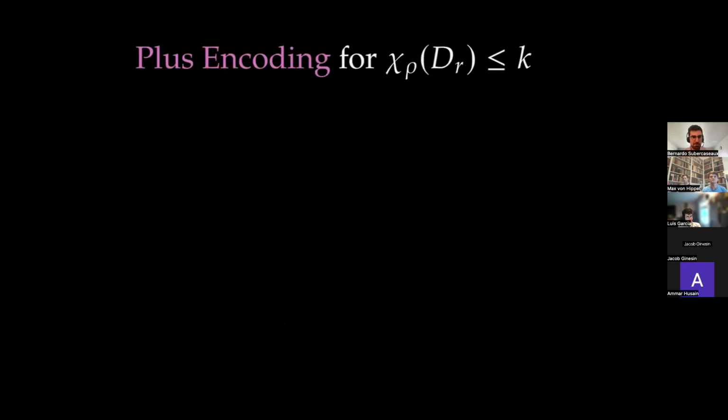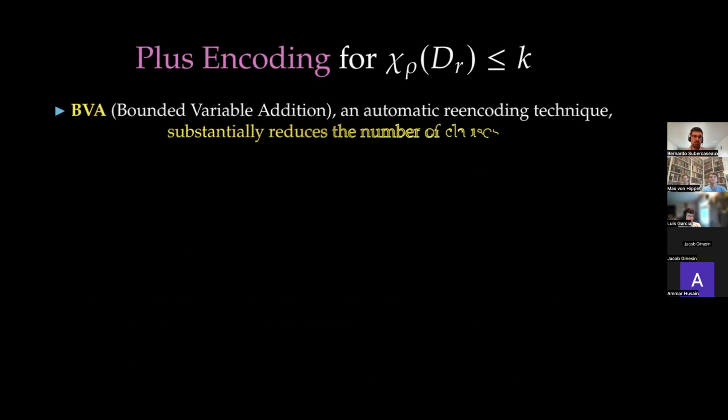So how do we do the encoding that you can pack-color D_r with k colors? The first step we did was some reverse engineering. There's a preprocessing tool called BVA. It stands for Bounded Variable Addition. What it does is that it takes a CNF formula and tries to re-encode it to reduce the number of clauses. So if there's a way to re-express your same Boolean formula with fewer clauses, this tool will try to find it.